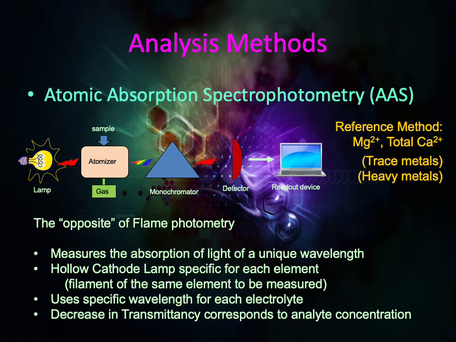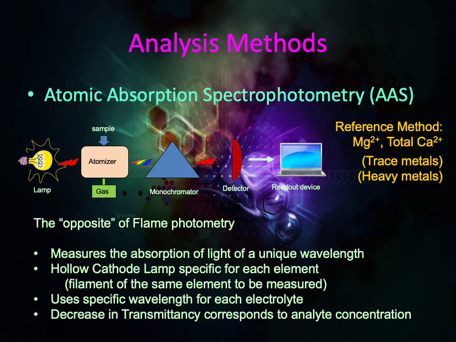As the name implies, atomic absorption spectrophotometry is a light absorption method for analysis of electrolytes. It is essentially the opposite of flame photometry, since the amount of light absorbed by the analyte is being measured instead of the amount of light emitted. Just as light is emitted at a specific wavelength for each element, light can also be absorbed at the same wavelength for that element. Atomic absorption spectrophotometry requires that a specific light source be used, called a hollow cathode lamp.